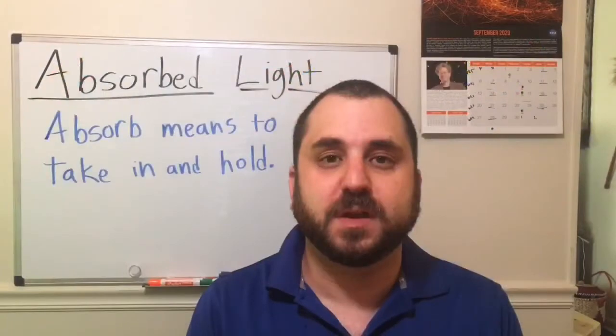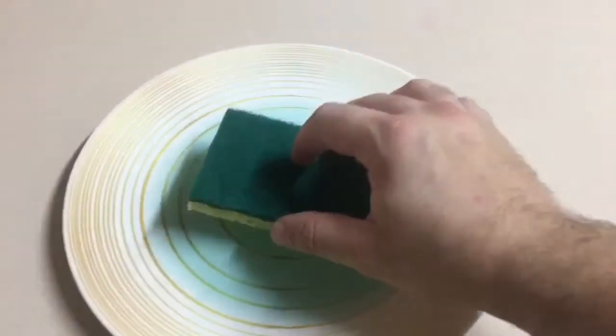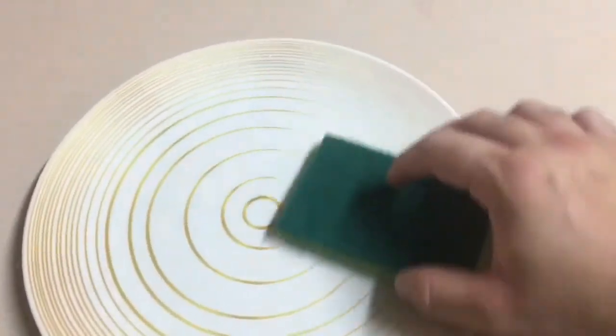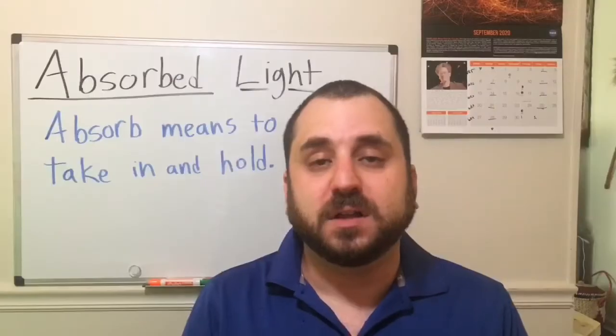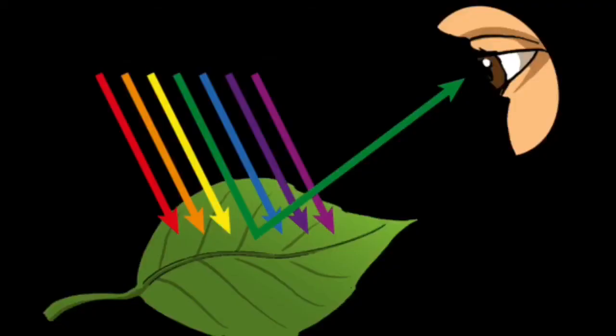Absorbed light. Absorb means to take in and hold something, the way a sponge will absorb water. Well, light can be absorbed too. If something is green like a leaf, it's absorbing or taking in and holding all the colors except for green, which will be bouncing off of that green color, like a leaf.